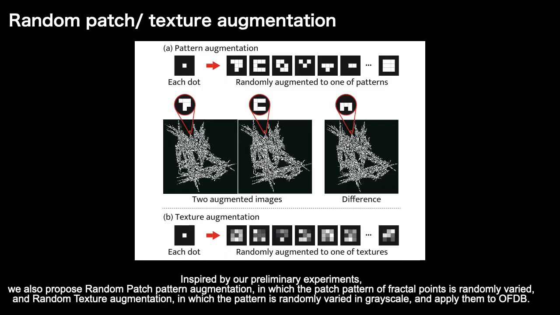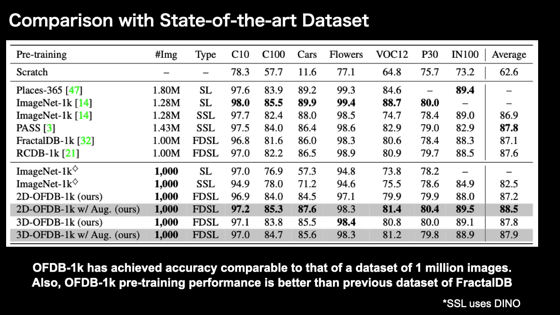Inspired by our preliminary experiments, we also propose random patch pattern augmentation, in which the patch pattern of fractal points is randomly varied, and random texture augmentation, in which the pattern is randomly varied in grayscale, and apply them to OFDB. We introduce experiment results comparing with state-of-the-art datasets.